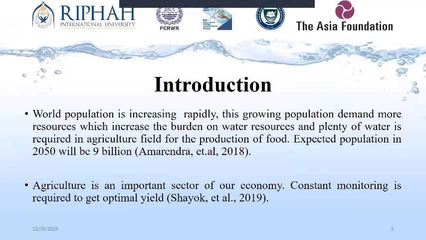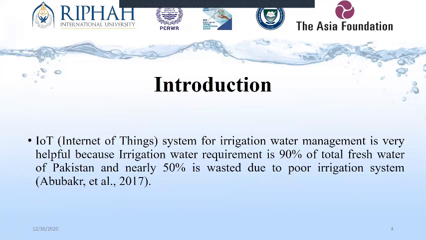So, introduction. The world population is increasing rapidly, and a growing population demands more resources, which increases the burden on water resources. Plenty of water is required in the agriculture field for the production of food. Agriculture is an important sector for our economy, requiring constant monitoring to optimize our yield. So IoT, the Internet of Things, in irrigation water management is very helpful because irrigation is 90% of our total use of fresh water, and 50% of that is wasted due to poor irrigation systems.